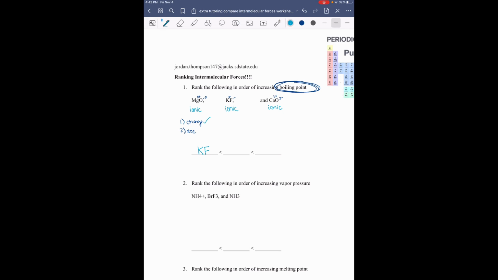So this is MgO, CaO. So just to recap, this is the strongest because larger charge, smaller size. This one's mid because larger charge and bigger.